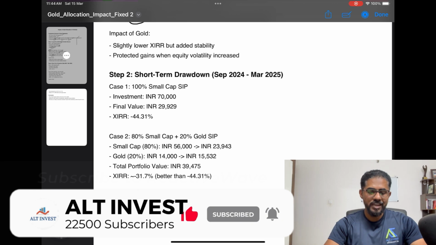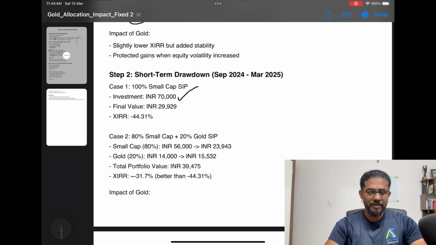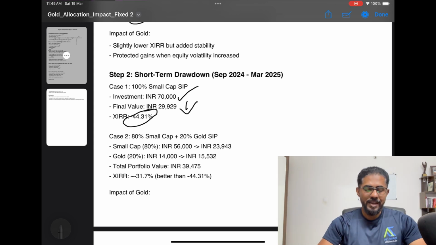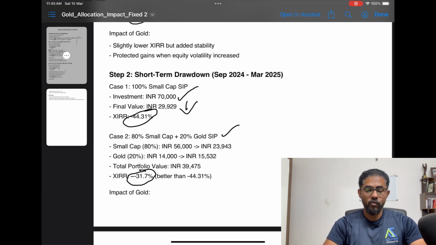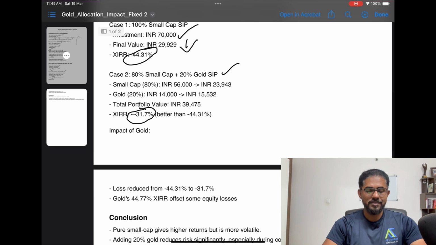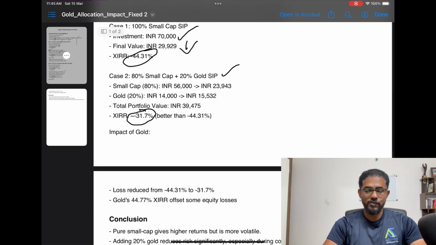Here you will see during the same time you have invested the amount of 70,000, but in the small cap you had a negative return of minus 44%. Whereas if you had invested 80% in small cap and 20% in gold SIP, what you see here, your annual returns would be only minus 31.7%. So you will see that with the drawdown in the market, your portfolio would have gone down by only minus 31% instead of minus 44%.